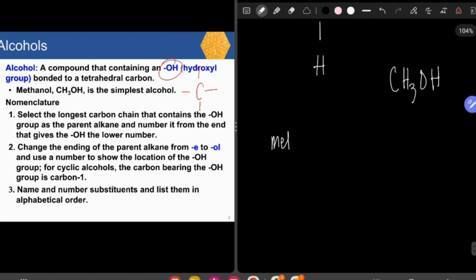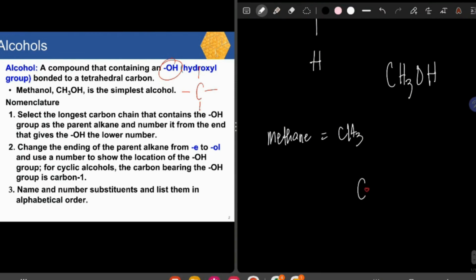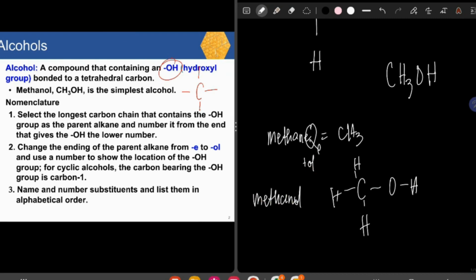See, for example, methane, which is CH4, ang ating methane, if we're going to draw it, this one is methane. If you're going to remove the extra hydrogen and replace it with OH, the methane will be named as: drop the E and then exchange with ol. So it will be methanol. You understand? Okay, so change the ending of the parent alkane from E to ol and use a number to show the location of your OH group.